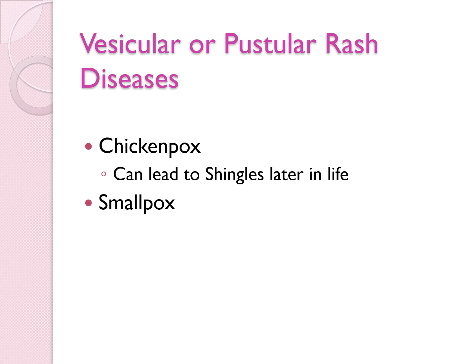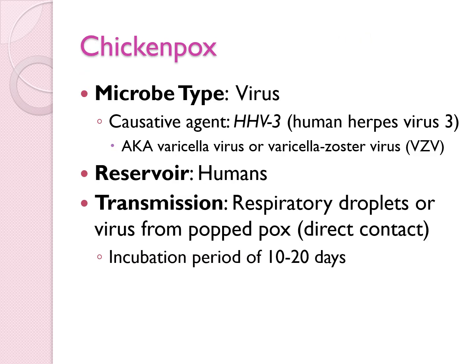Okay, that leads us into vesicular or pustular rash diseases. So these are going to be lesions that have fluid inside of them. The first disease we're going to talk about is chickenpox. Chickenpox is going to be the microbe type virus. This is another human herpes virus, also known as varicella virus. So if you know it by varicella versus chickenpox, you can remember it as varicella. If you want to remember it as chickenpox, go for it. Either one will be on the exam. So remember either one will help you.